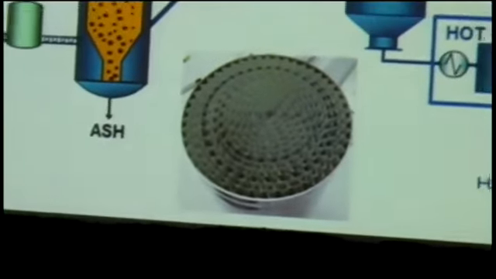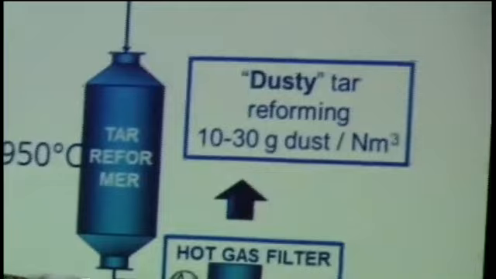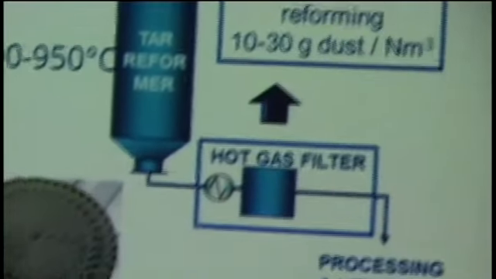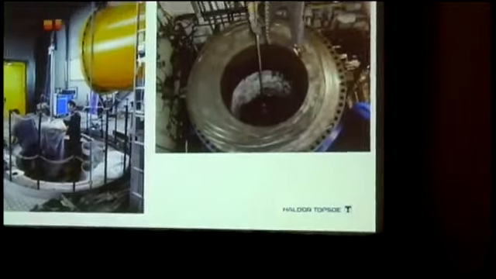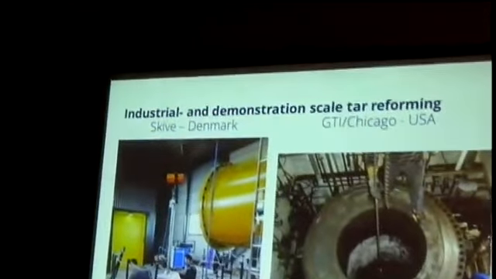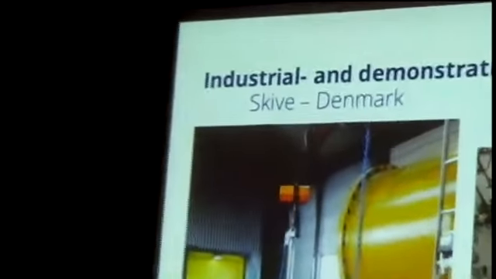But you can also do this removing the dust downstream of the tar reformer, and this is what we call dusty tar reforming. And there you need monoliths, of course, to let the dust pass through your reactor unhindered. And we have some industrial and demonstration scale experience at Topsø.